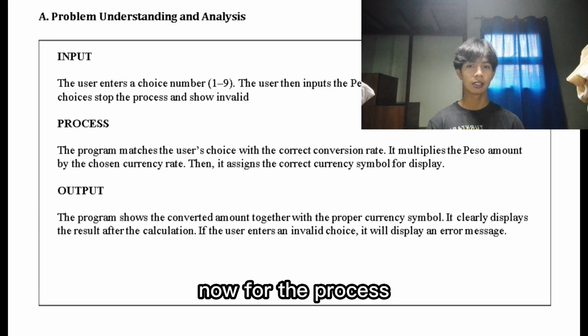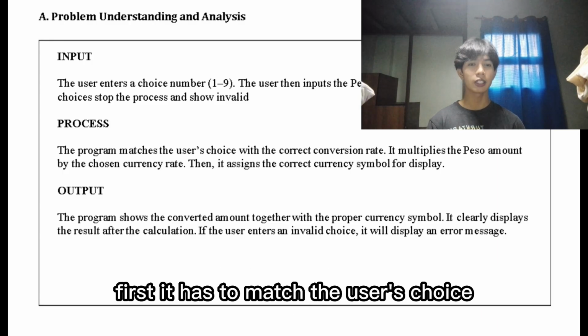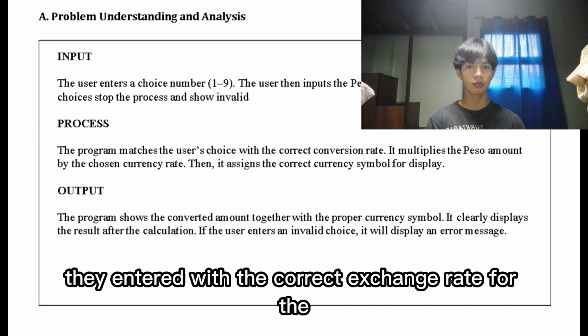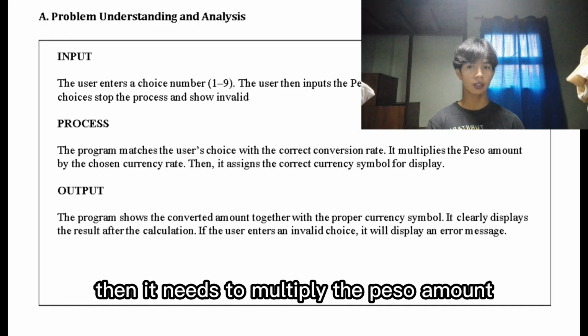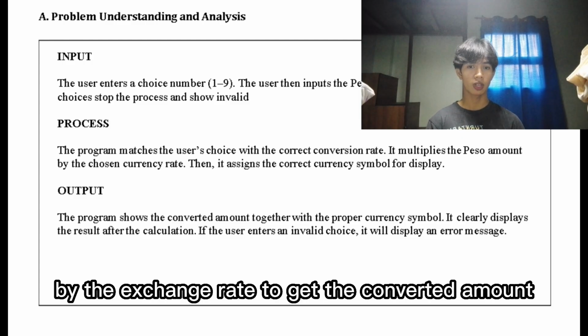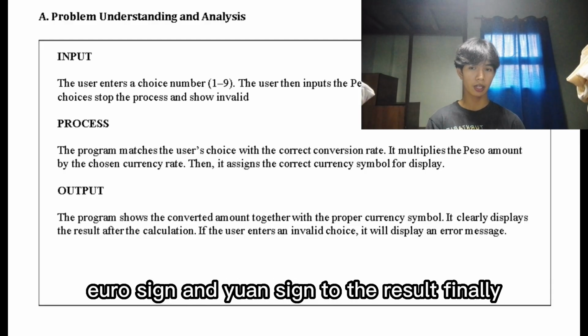Now, for the process, the program needs to do a few things behind the scenes. First, it has to match the user's choice, that number they entered, with the correct exchange rate for that currency. Then, it needs to multiply the peso amount by the exchange rate to get the converted amount. Finally, it needs to assign the right currency symbol, like dollar sign, euro sign, and yuan sign, to the result.